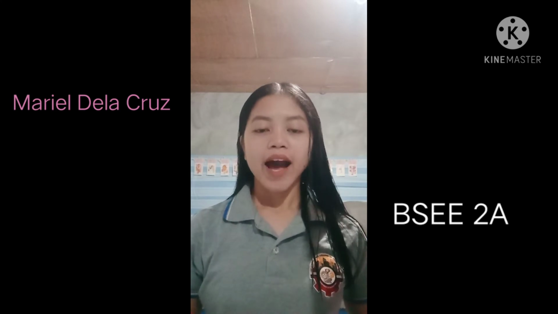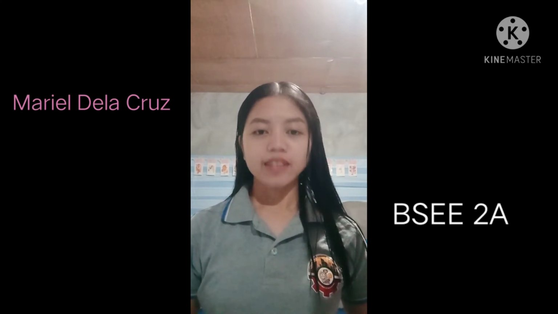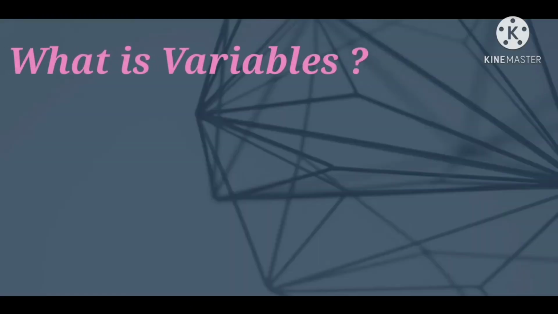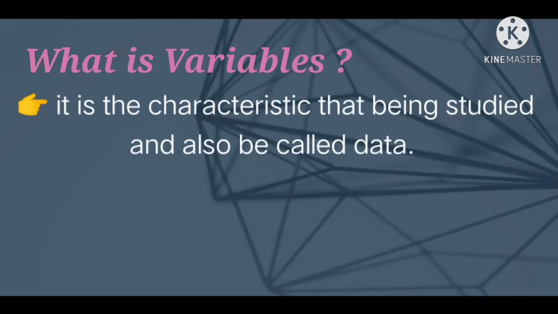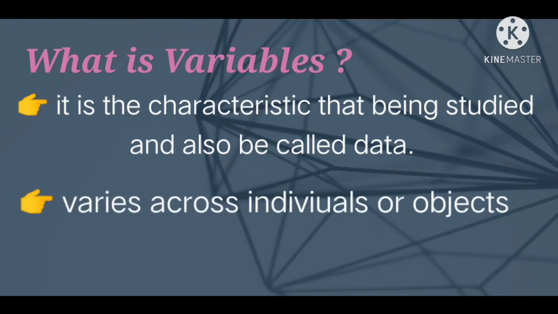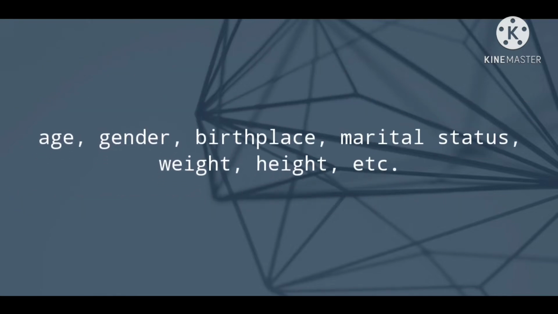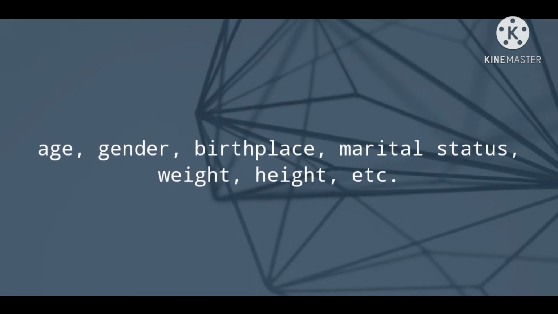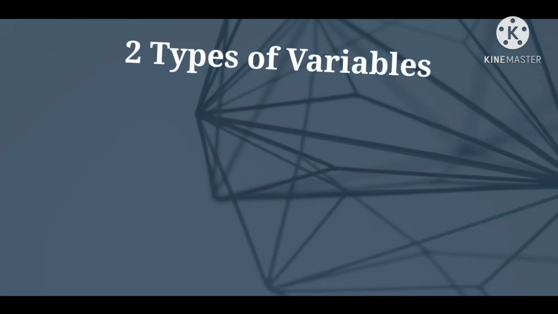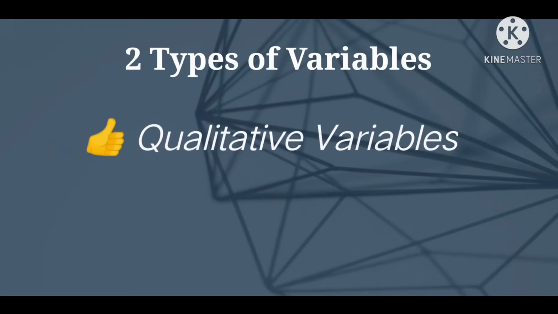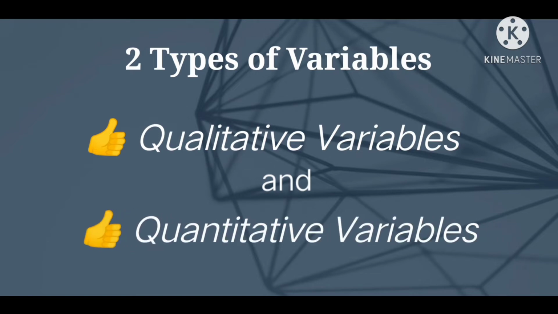In this video, I'm going to explain what variables are and the two different types of variables, and I hope this will go well. So what are variables? It is the characteristic that is being studied, and it can also be called data. To understand variables, you must know specific information that varies across individuals or objects, like age, gender, birthplace, marital status, weight, height, and so on. There are two types of variables: qualitative variables and quantitative variables.